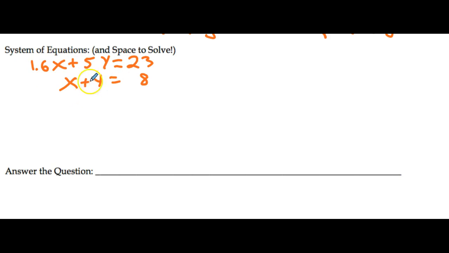In this case, I can see that I have 5y in one and y in the other. So the simplest way I can think of is just to multiply this bottom equation times -5. And then when we do that, I'll rewrite the top equation, 1.6x plus 5y equals 23. And then if I multiply -5 times each of these pieces, I have -5x minus 5y, which will eliminate the y, equal -40.